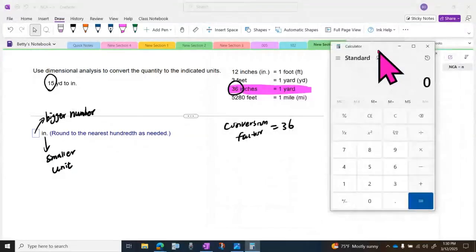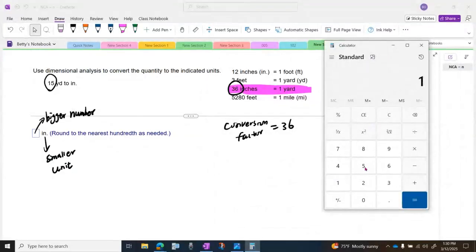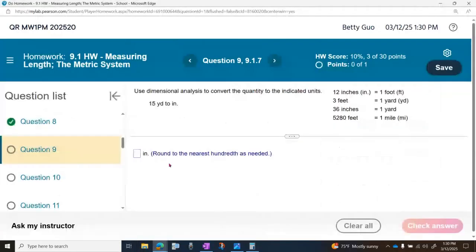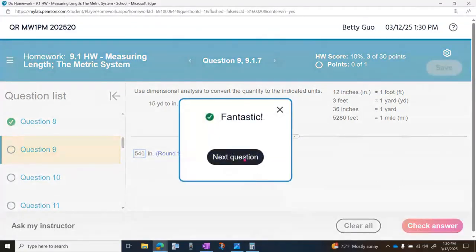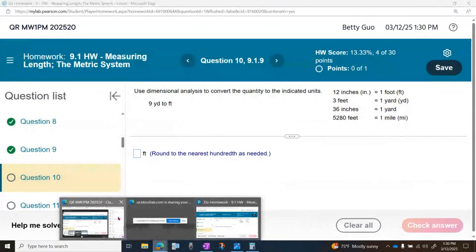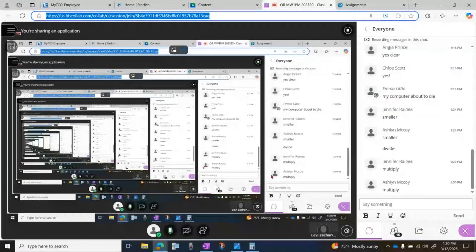So here, we start with 15 yards, and we go from yard to inch. So we go from a bigger unit to a smaller unit, and we need a bigger number in front of the inch. In order to get a bigger number, we multiply 15 by the conversion factor, 36. 540. Yes, multiply, exactly. Thank you, Ashley.